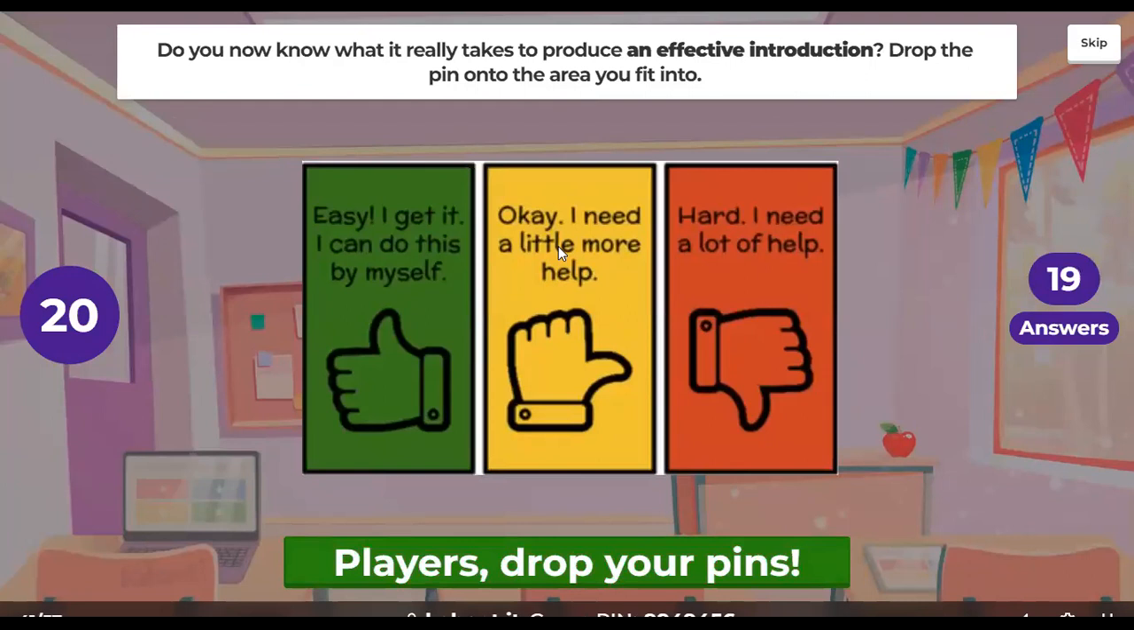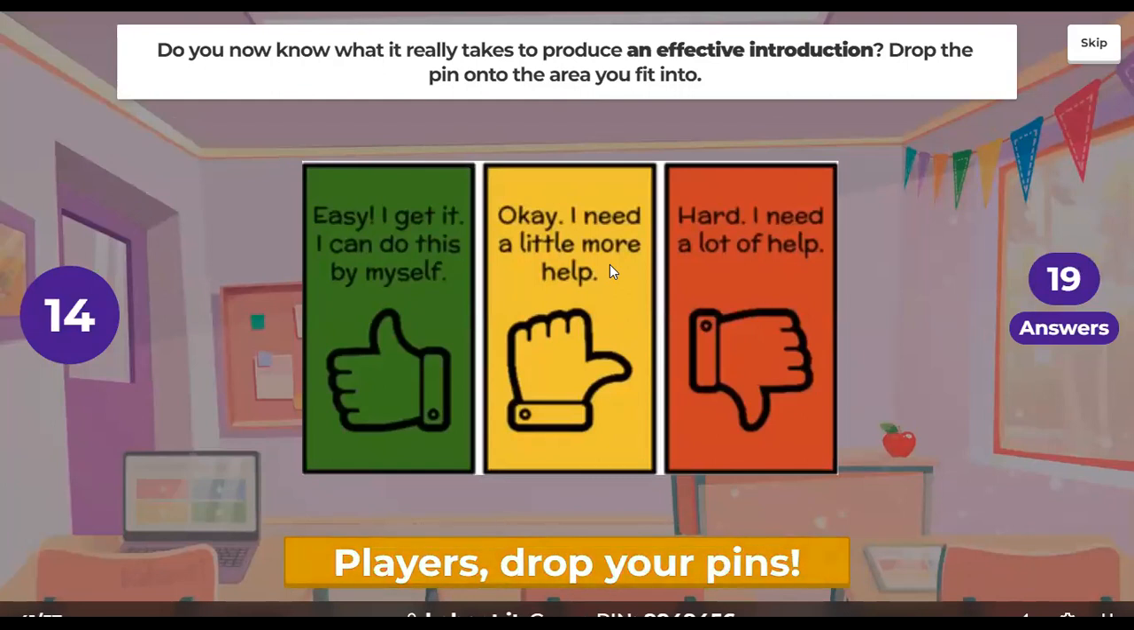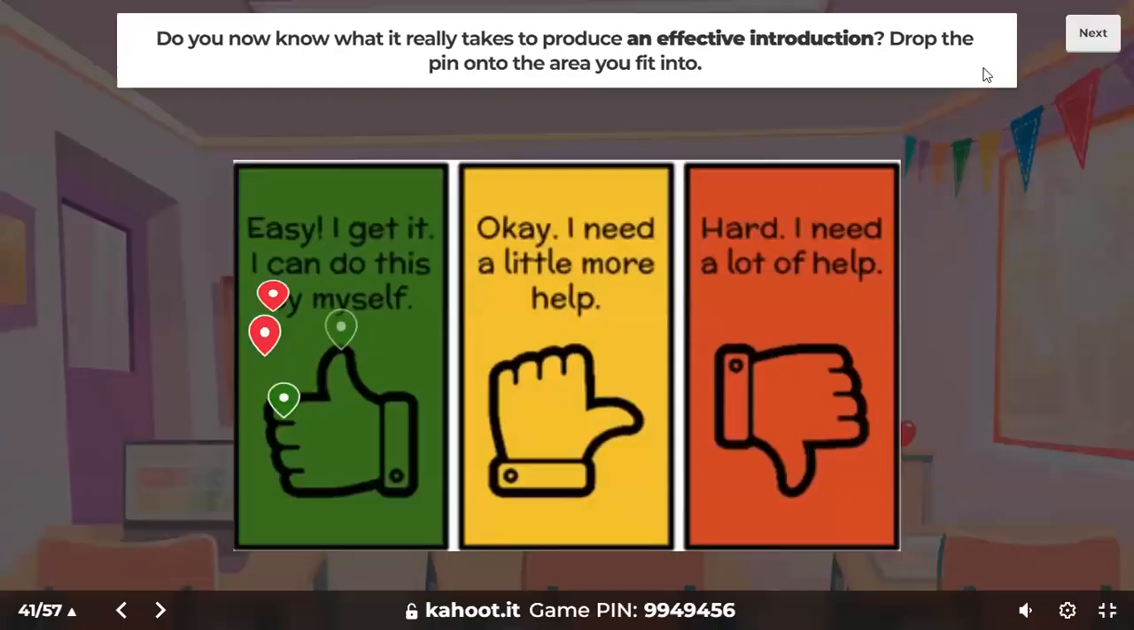Okay, so far we have 19 students who have voted. So I will wait for 5 seconds and then I will change. Okay, it's okay, no problem. So 19. Yeah, alhamdulillah rabbil alameen. So most of you guys.